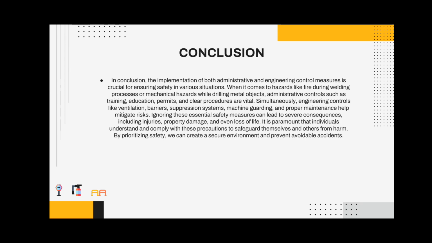Last but not least is the conclusion. In conclusion, the implementation of both administrative and engineering control measures is crucial for ensuring safety in various situations. When it comes to hazards like fire during welding processes or mechanical hazard while drilling metal objects, administrative controls such as training, education, permits, and clear procedures are vital. Simultaneously, engineering controls like ventilation, barriers, separation systems, machine guarding, and proper maintenance help mitigate risk.